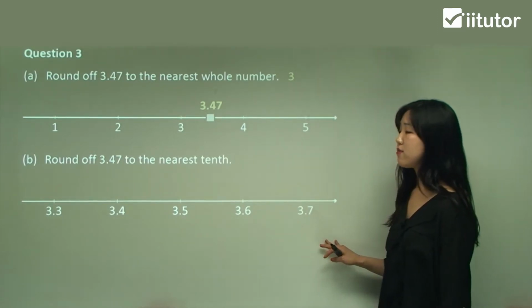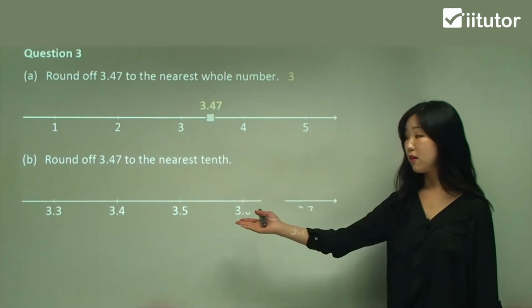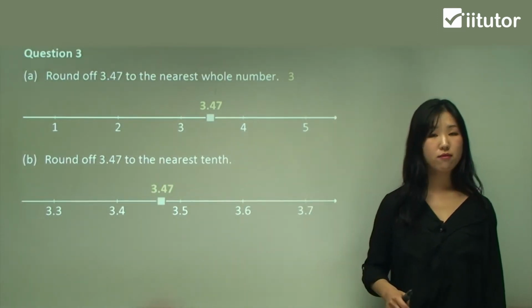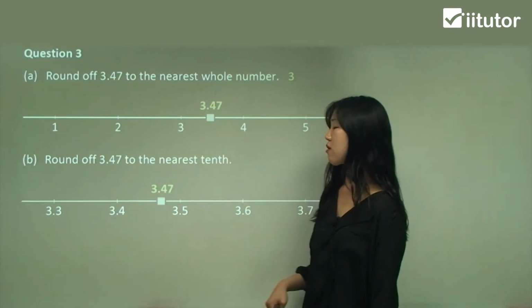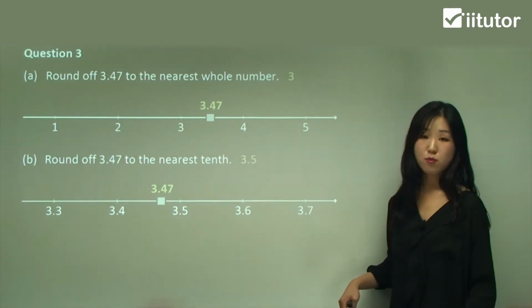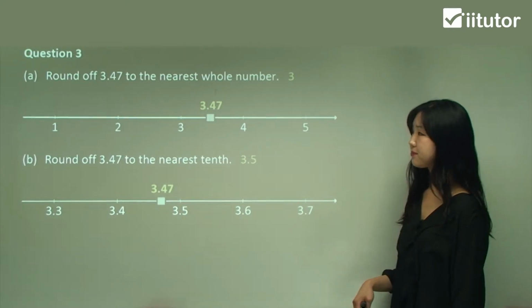Now 3.47 is going to be in between 3.4 and 3.5, and you can see it's closer to 3.5, so that's what it is to the nearest 10th.